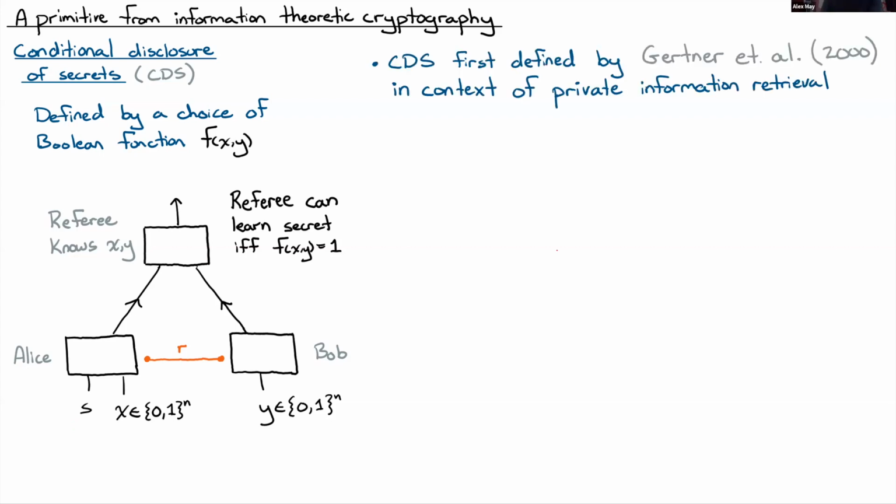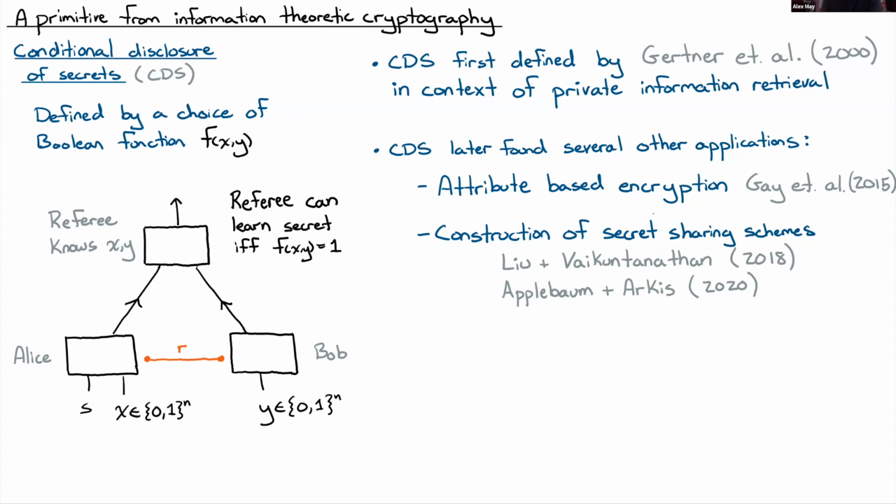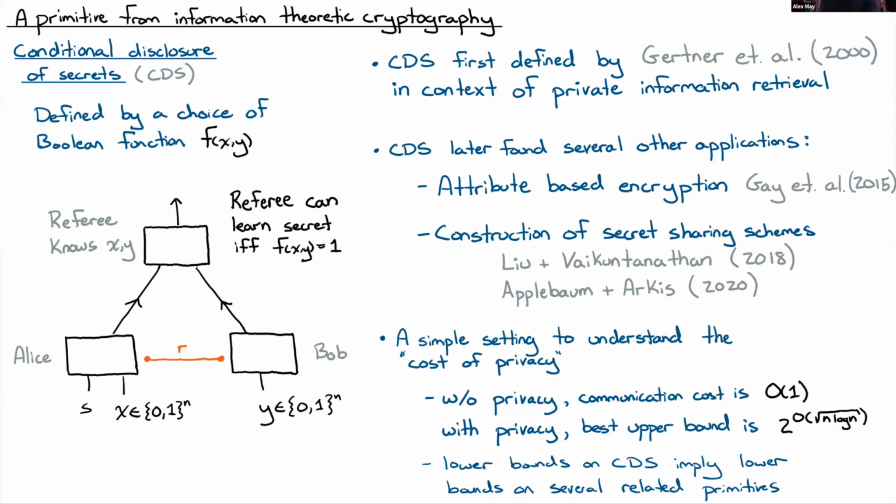Okay. So this was introduced by Gertner and others back in 2000 in the context of private information retrieval. It's since then found a number of applications, in particular in attribute-based encryption, in the construction of secret sharing schemes, and in other places. To me, the thing that's most interesting about CDS is that it's a very simple setting in which you can understand the cost of privacy, or more generally, the relationship between things like privacy, communication and shared randomness. This is really one of the simplest settings in which those interplay.